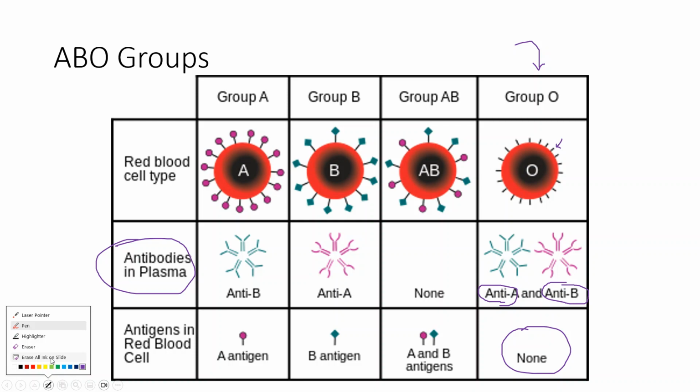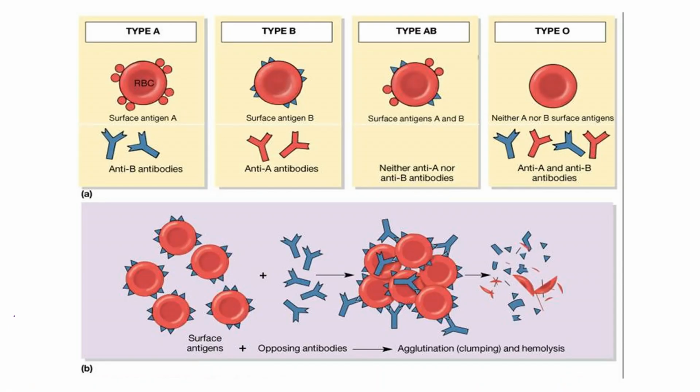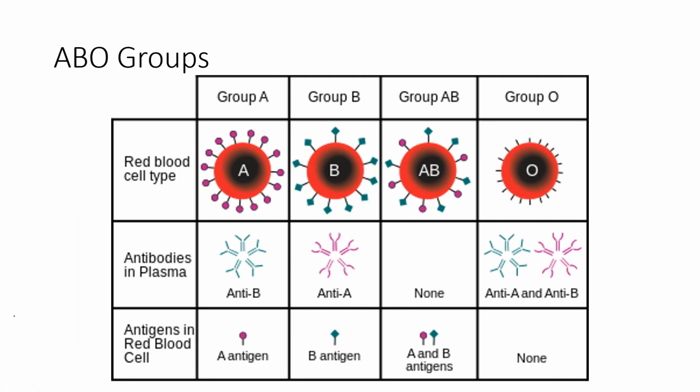So knowing this, let's take a look at who can donate to who based on this information. If you've got a person with type A blood, keep in mind they have antibodies against type B. Who can they get blood from? They can't get blood from anybody that has a B antigen, which means they can only receive from type A people and type O people. That's it. They cannot receive from anybody that has a B antigen. So that rules out group B and group AB.